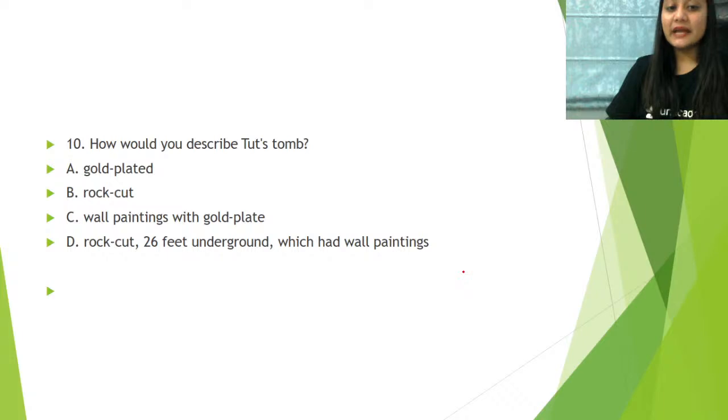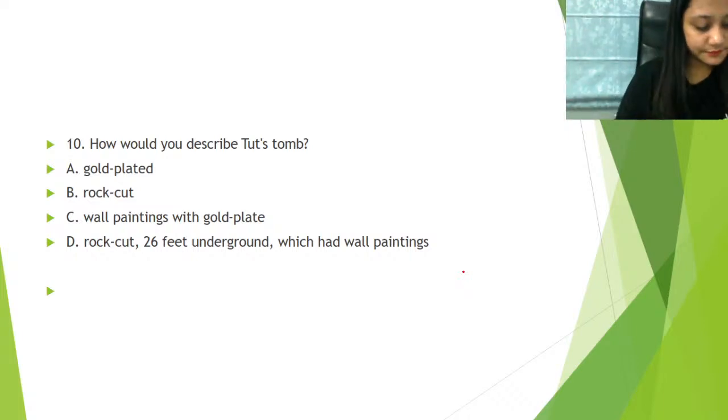How would you describe Tut's tomb? Gold plated, rock cut, wall paintings with gold plate, or rock cut 26 feet underground, which had wall paintings on it. Very good, Ayush. Now we are on question number 10.